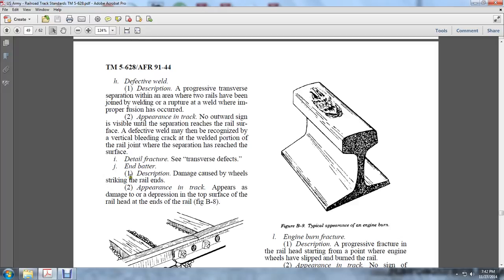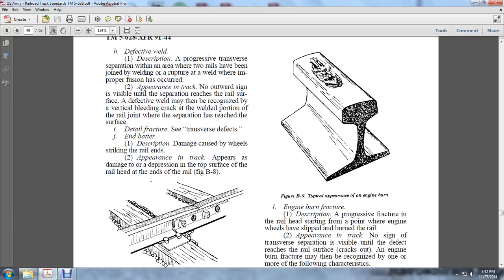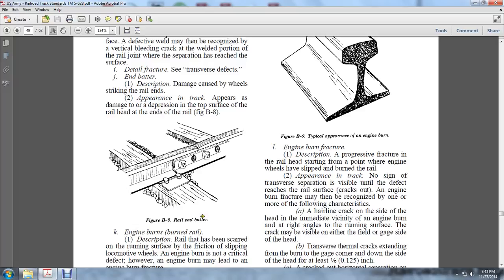Battered rail end. Description: damage caused by wheels striking the rail ends. Appearance in the track: damage appears as a depression in the top surface of the railhead at the end of the rail. This is a rail end battered, over the split joint.